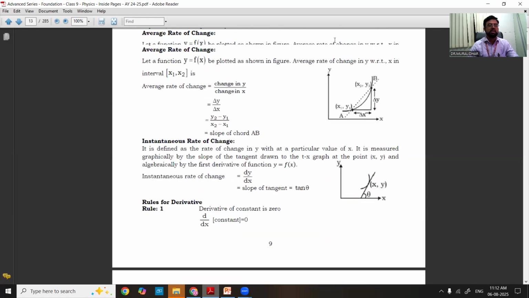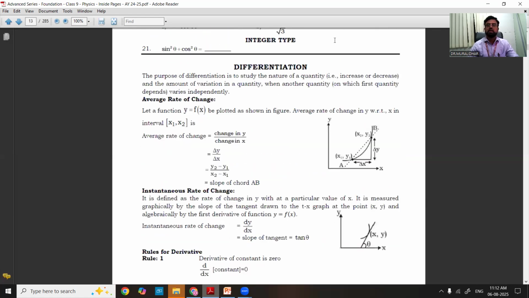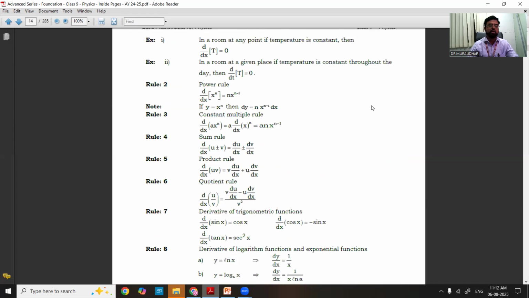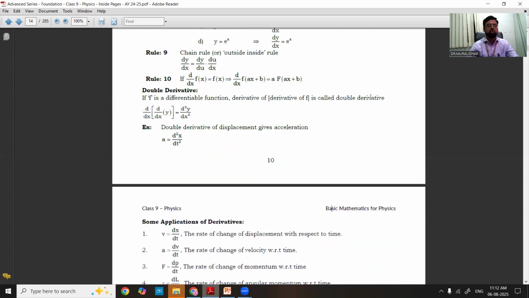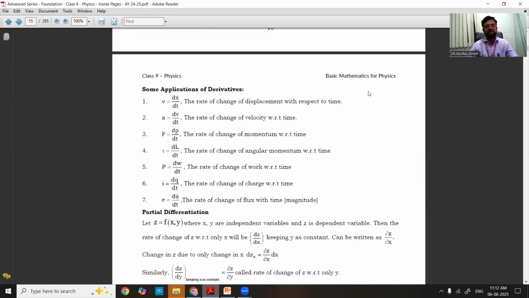Then 10 rules are there. Right? 10 rules of differentiation, very, very important. You have to remember them to solve or to get the differentiation of any function. Double differentiation will be useful for you in higher classes, but some applications of derivatives are very much useful to our physics. All the 7 are there because they are all related to physics only.